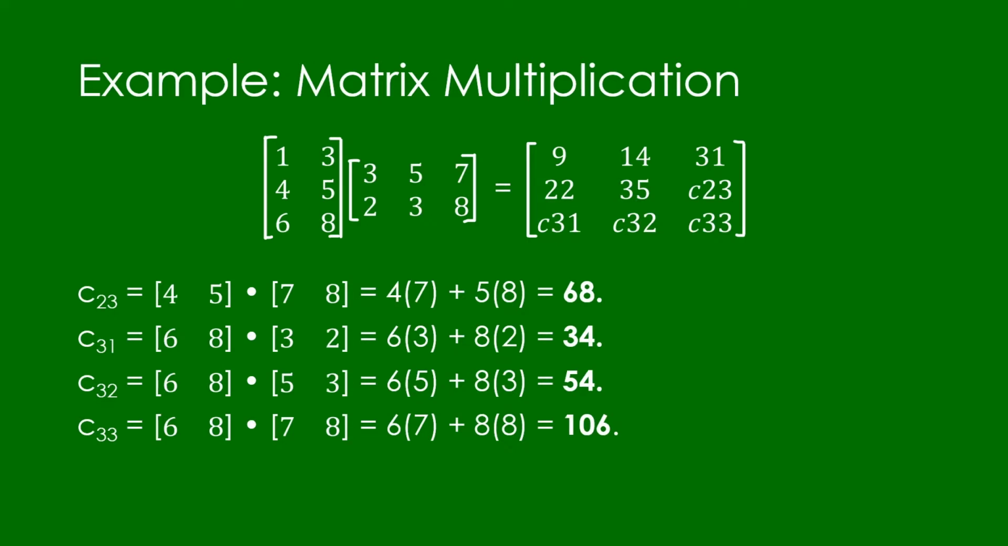C23 equals (4, 5) dot (7, 8) equals 4 times 7 plus 5 times 8 equals 68. C31 equals (6, 8) dot (3, 2) equals 6 times 3 plus 8 times 2 equals 34. C32 equals (6, 8) dot (5, 3) equals 6 times 5 plus 8 times 3 equals 54. C33 equals (6, 8) dot (7, 8) equals 6 times 7 plus 8 times 8 equals 106.